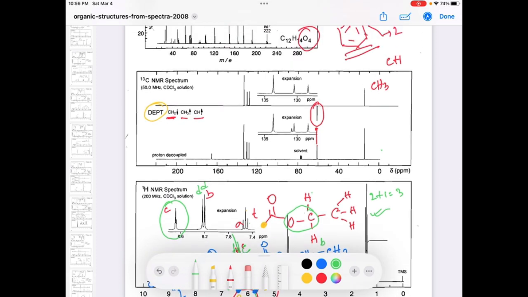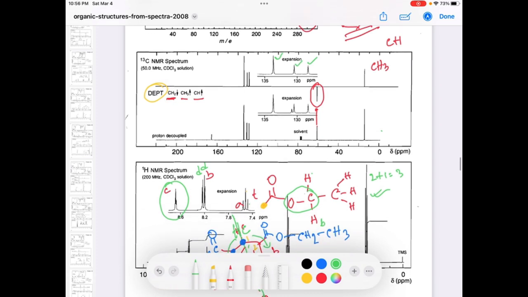So you see all aromatic carbons are up, and that should be 3 because 1, 2, 3. And another important thing in DEPT, the quaternary carbon, which doesn't have any hydrogen, will not show up.